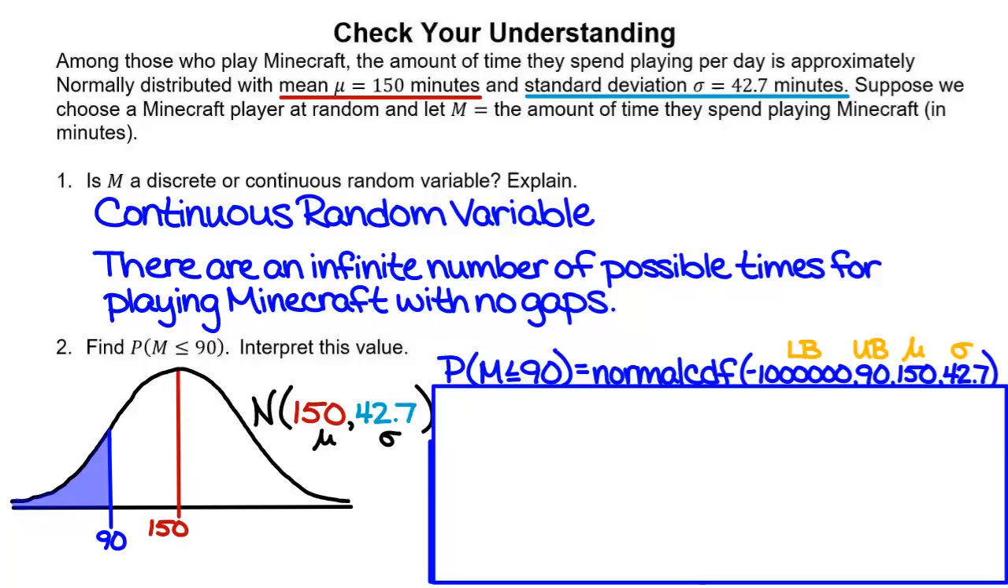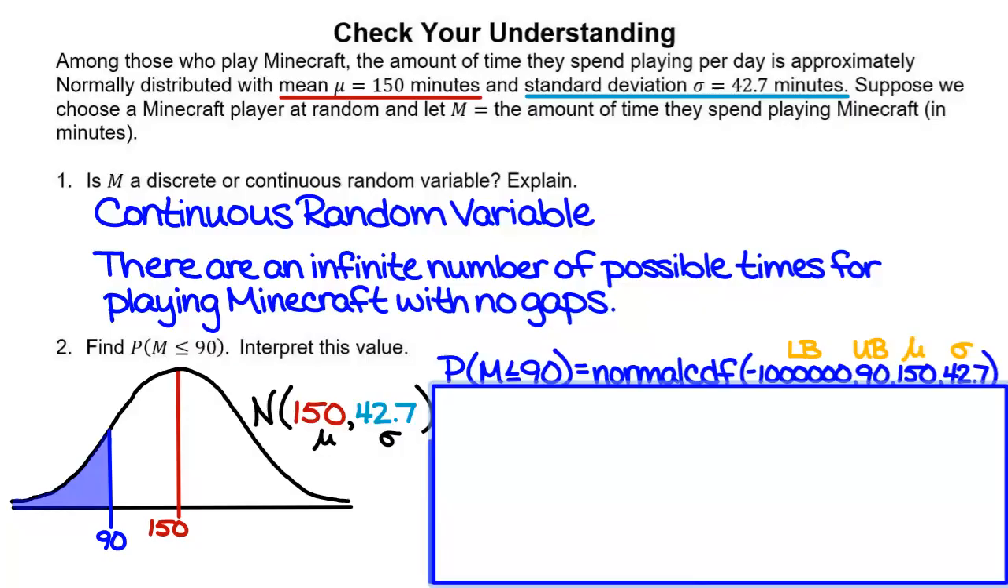Usually there are pieces on the rubric for, did you correctly identify the mean? Did you correctly identify the standard deviation? Did you correctly identify the boundaries? If you write out that calculator notation and you label each of those pieces, you hit all of those ideas. If you write out the calculator notation without the pieces being labeled, you do not get those points. You do not get credit for that section on the rubric because you're not demonstrating that you know what these different pieces are.